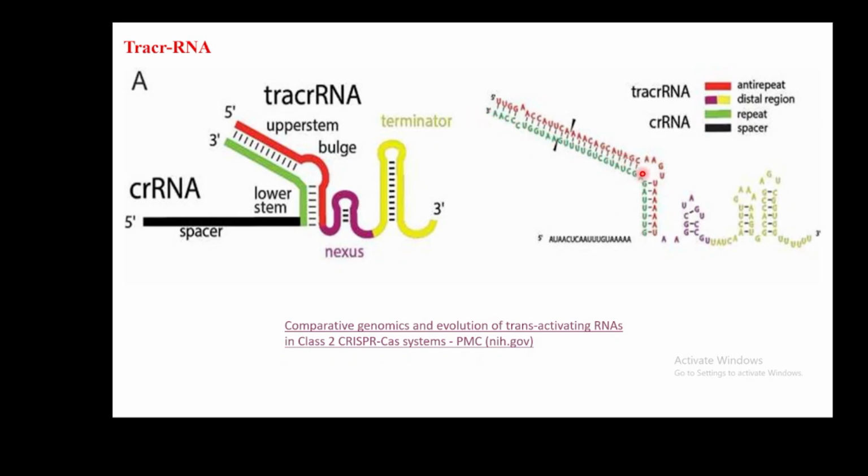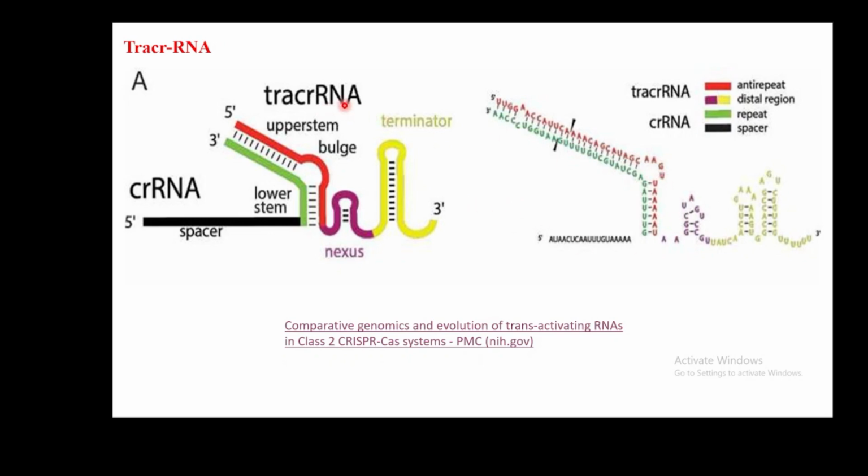And this sequence is going to be conserved, meaning whenever you purchase the plasmid, the sequence is going to be there. So these are the anti-repeat. This is the bulge region, and this is the termination region, the terminator domain.